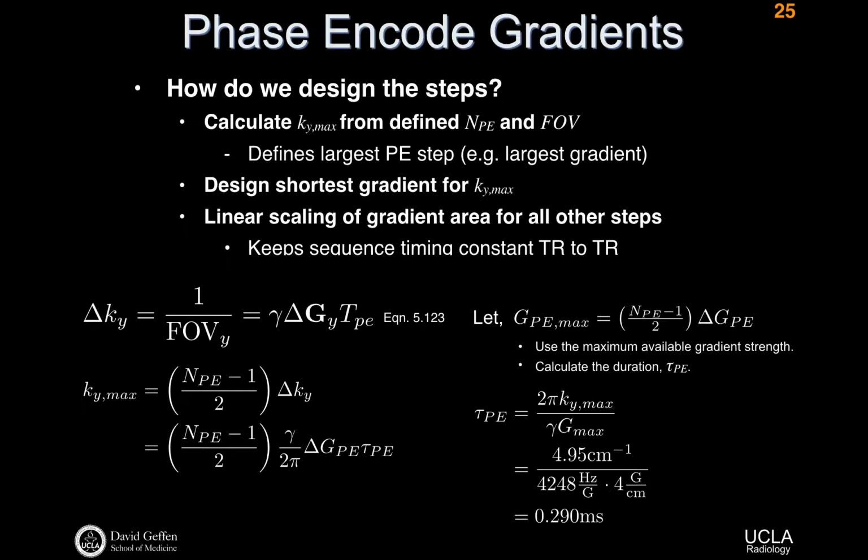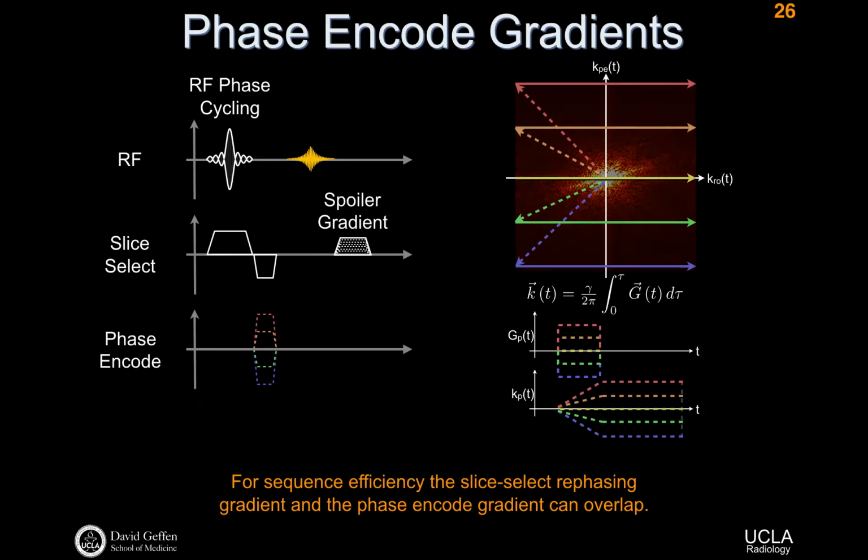And so from this assumption of using the maximum gradient amplitude, then you can calculate the duration of the phase encoding gradient. And the only thing that's maybe important here, aside from the algebra, is that you'll see that the phase encoding gradients themselves are also really short. Right? They can be less than a millisecond, depending on your spatial resolution, your gradient performance.